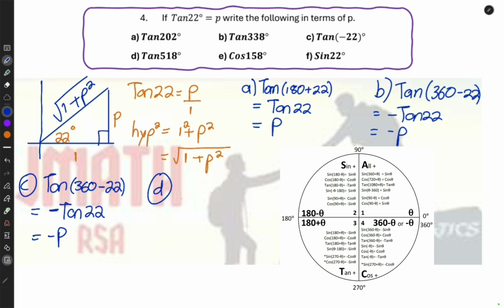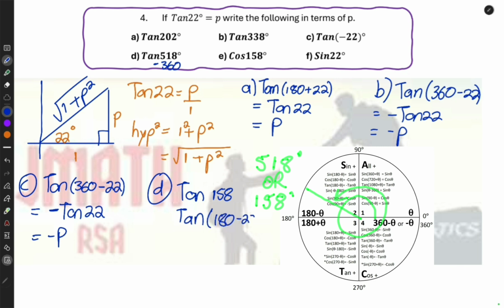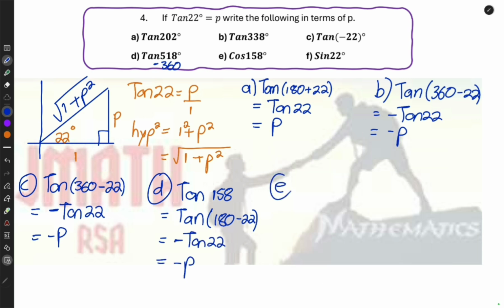Question D. Okay, so tan 518. That's way too big. So I'm going to subtract 360 from there. So I'm just going to write it up there, minus 360. Then I can actually see this becomes 158. And 158 is 180 minus 22. So once again, I need to take everything back to a 22. This is tan in the second quadrant, so minus tan 22. Answer is minus p.